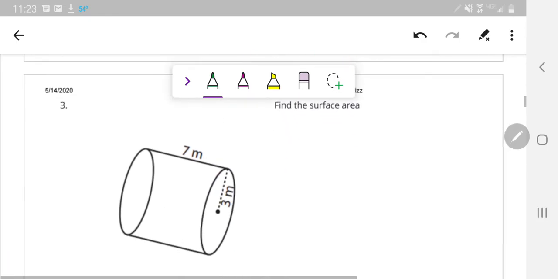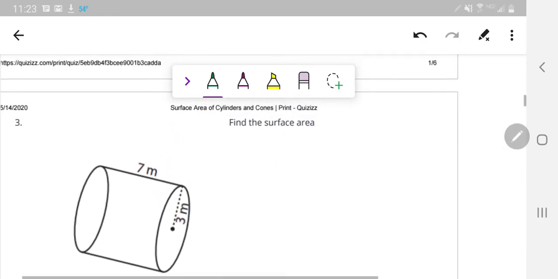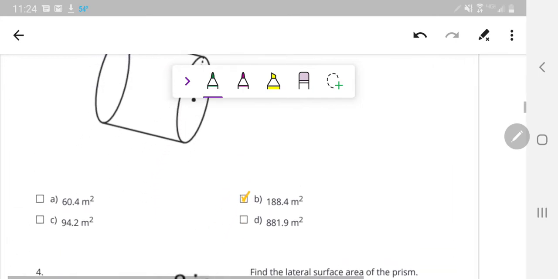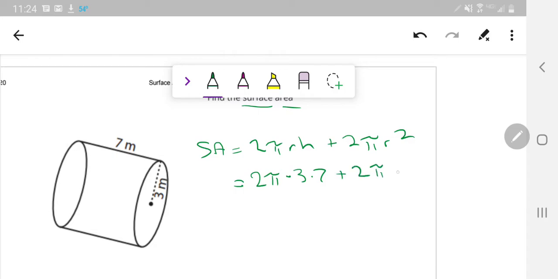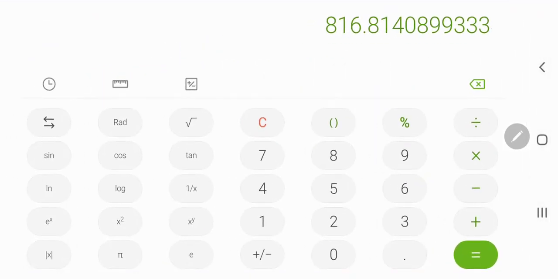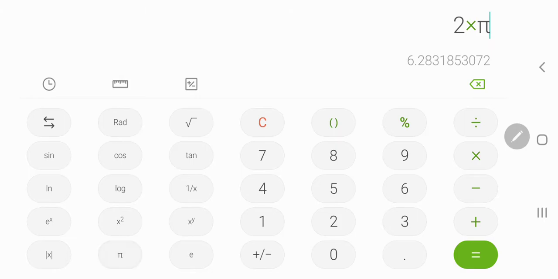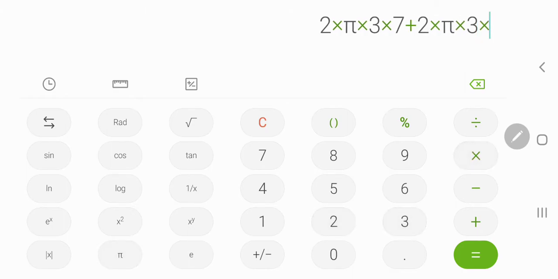All right, next one, cruising. All right, this says find the surface area, so we're not finding the lateral surface area this time. We need the whole formula. So surface area equals 2 pi r h plus 2 pi r squared. Rock and roll, let's go. We'll use the pi button. We'll use the radius of 3 times 7 plus 2 times pi times 3 times 3. All right, let's type it in. Clear it out. 2 pi times 3 times 7 plus 2 pi times 3 times 3.